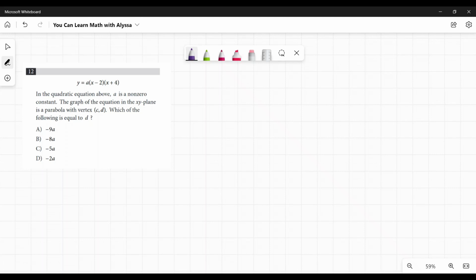Right. So when we're finding the vertex of a parabola, we want to first find the axis of symmetry. The formula is negative b over 2a. And that's your vertical axis of symmetry.